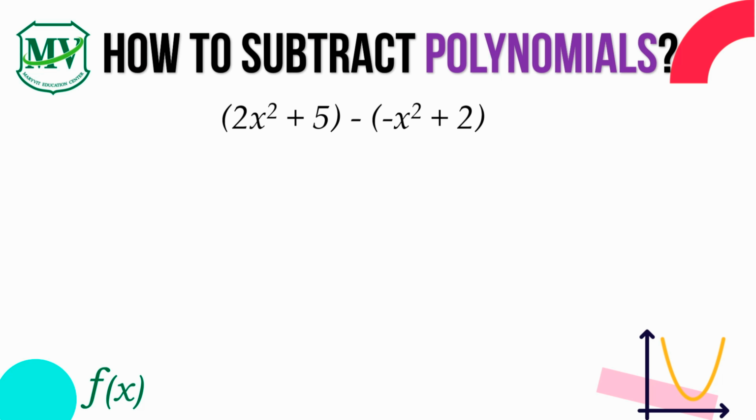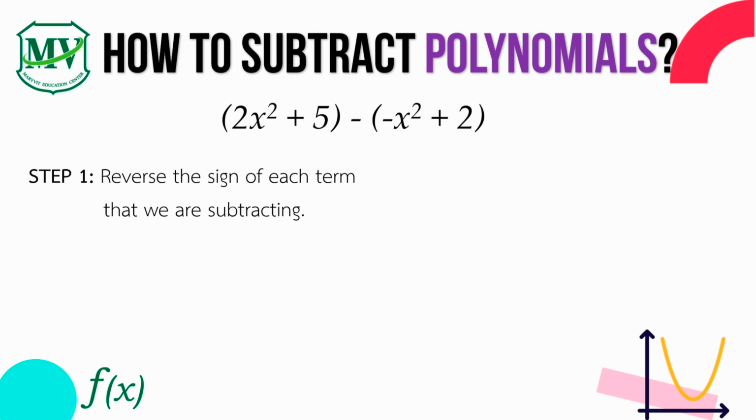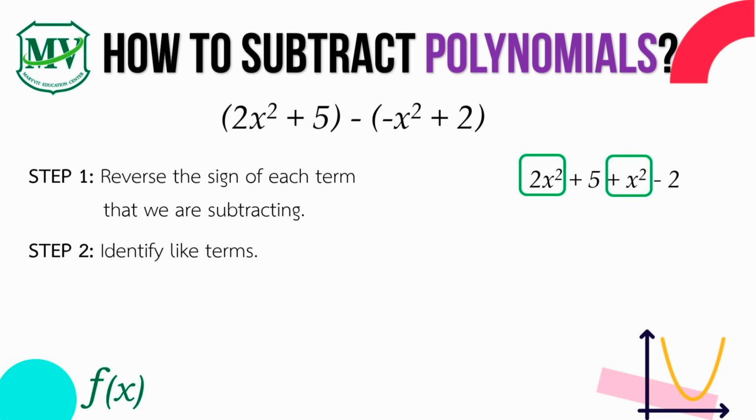Question number 1. The quantity of 2x squared plus 5 minus the quantity of negative x squared plus 2. Step number 1. Reverse the sign of each term that we are subtracting. So negative x squared becomes x squared and positive 2 becomes negative 2. Step number 2. Identify like terms. In this problem, we have 2x squared and x squared. And then the constants are positive 5 and negative 2.